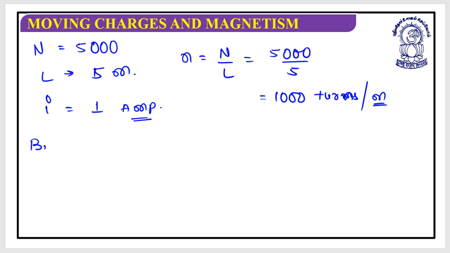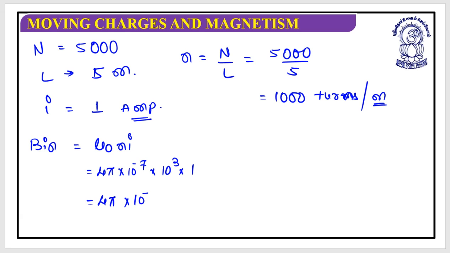Magnetic field inside, B inside, should be equal to mu naught times Ni. This mu naught can be written as 4 pi into 10 to the power minus 7. N is 1000, that is 10 to the power 3. Current is 1 ampere, so it's 4 pi into 10 to the power minus 4 Tesla. I hope this is clear. This is B inside.